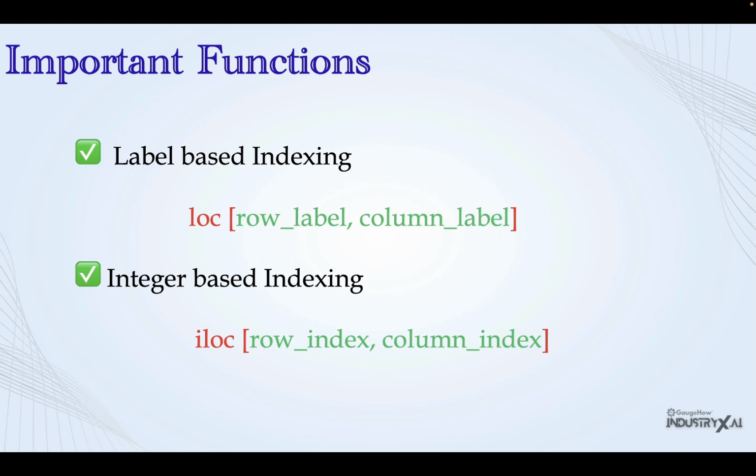The second is the iloc functionality, and that is integer based indexing. For that, we may type iloc and within its square bracket row index, comma, column index. So in these both functionalities, you may get the difference that loc is available for label based indexing and iloc is available for integer based indexing. Now let's explore loc functionality. For that, again go to VS Code.